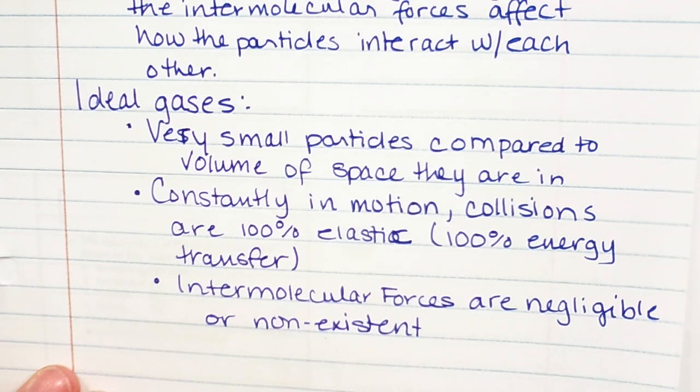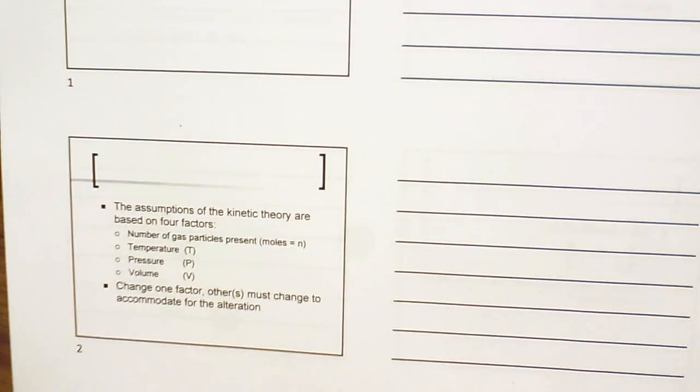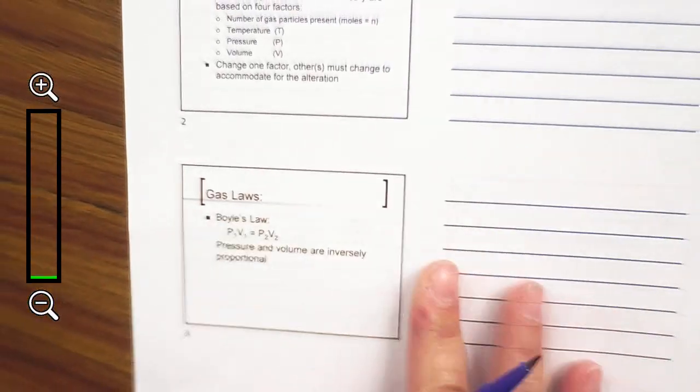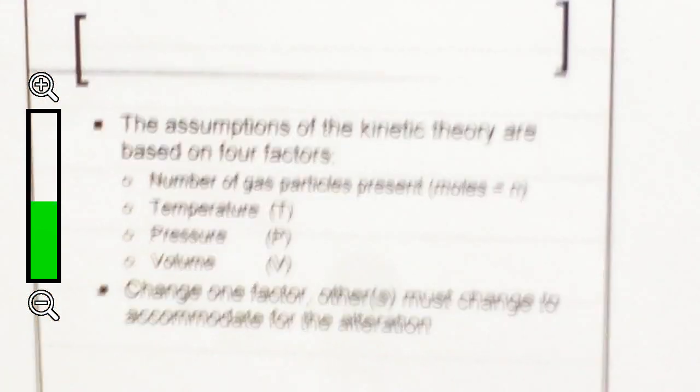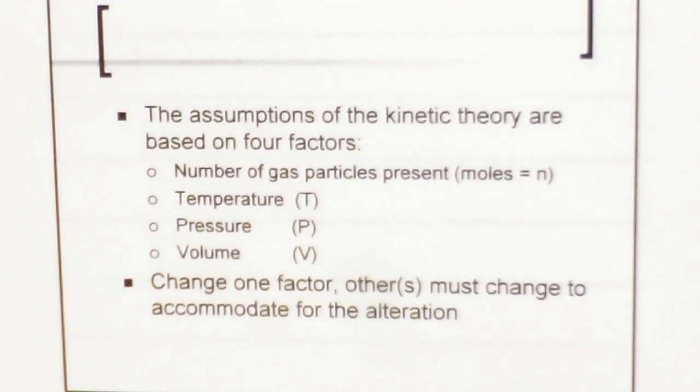Now, the kinetic theory of matter, when it comes to gases. Now I'm back into my PowerPoint, so that's good. Here we go. I can't put my PowerPoint up on the video, so I have to use slides. Okay, so the assumptions of the kinetic theory of matter are based on 4 factors. You have to write this, but this is the only other one that's got a lot of writing.